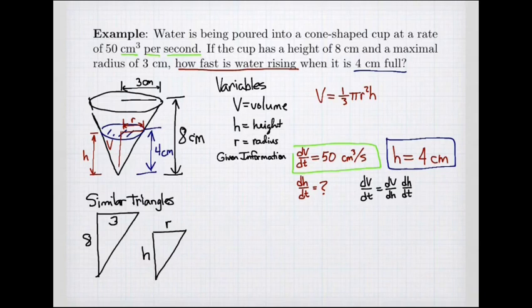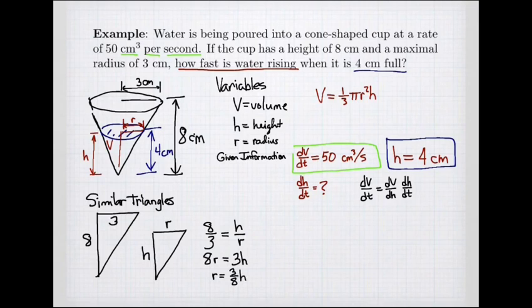Similar triangles tell us that ratios are equal. So the ratio of height 8 is to 3 is the same as the height of the small triangle, h, is to r. And so if I cross multiply, I get 8 radiuses equals 3 times the height. And I want to find a way of getting my volume in terms of just the height, so I'm going to solve for r. My radius is 3/8 of my height.